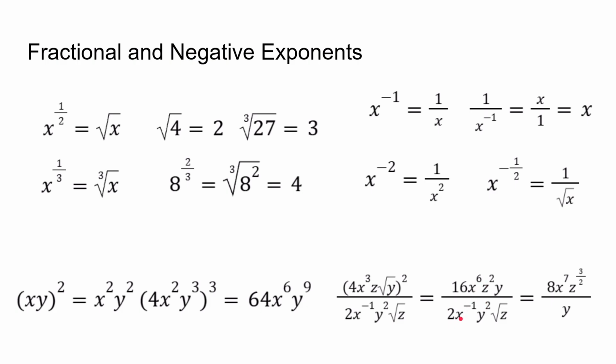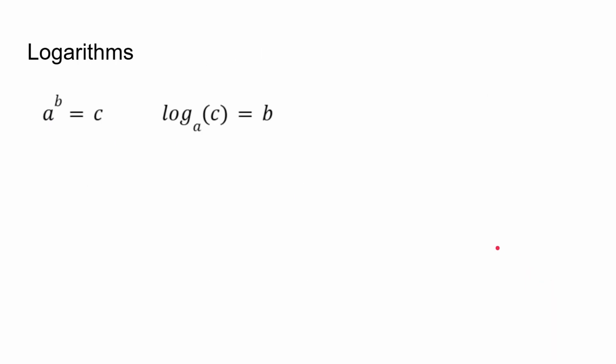So x to the negative 1 moves up to the numerator and makes this x to the 7th. The y here can cancel with one of the y's here and just leave a y in the bottom. And this z, which is really z to the 1/2, can cancel with a z to the 1/2 here, leaving z to the 3/2. And the 16 and the 2 would cancel to become 8.